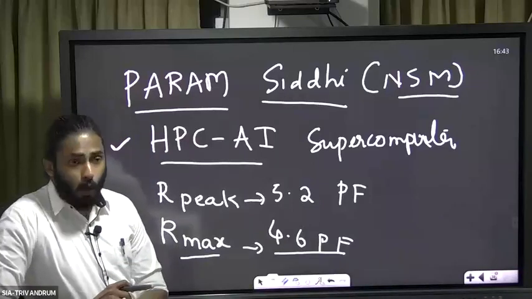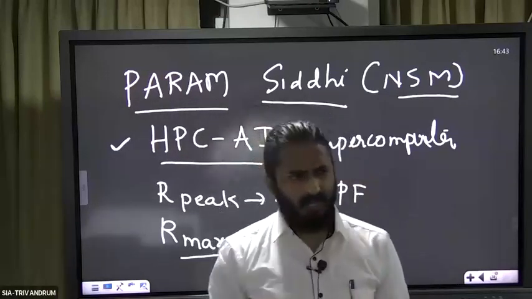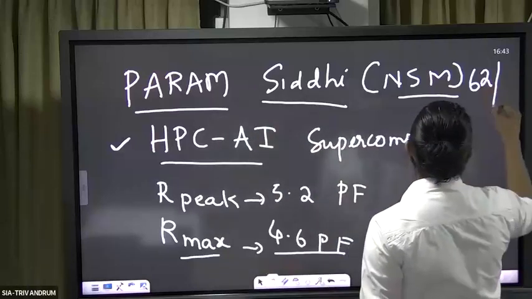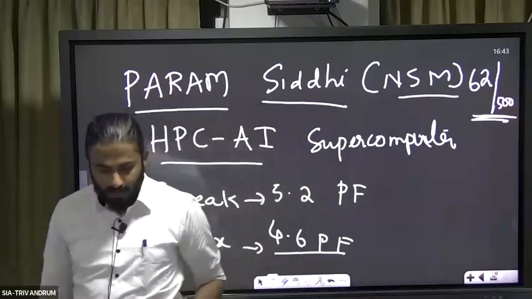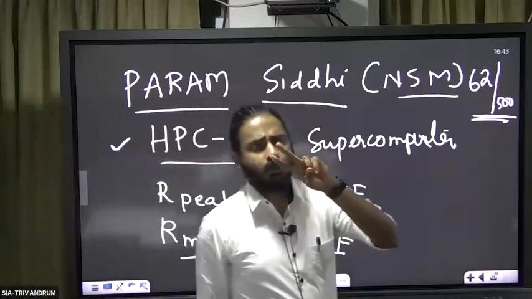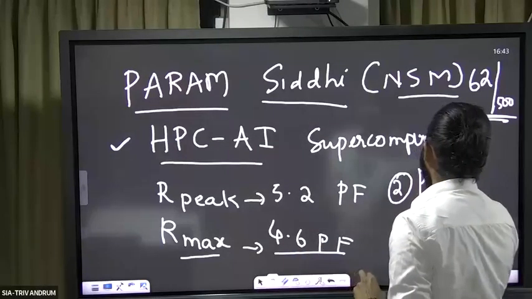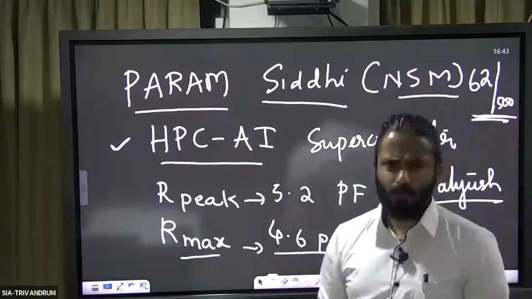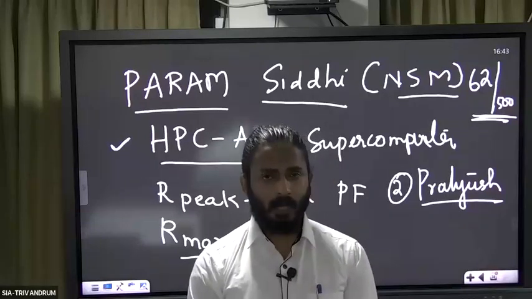Globally, there is a ranking of the top 500 supercomputers. Every year, this list comes out. Param Siddhi is ranked 62 out of the top 500. So this is the fastest supercomputer in India, and it has been ranked 62. We have two supercomputers in the top 100: one is Param Siddhi and the second is Pratyush. You can check about Pratyush. It is developed by the Indian Institute of Tropical Meteorology, and it is used for weather forecasting.